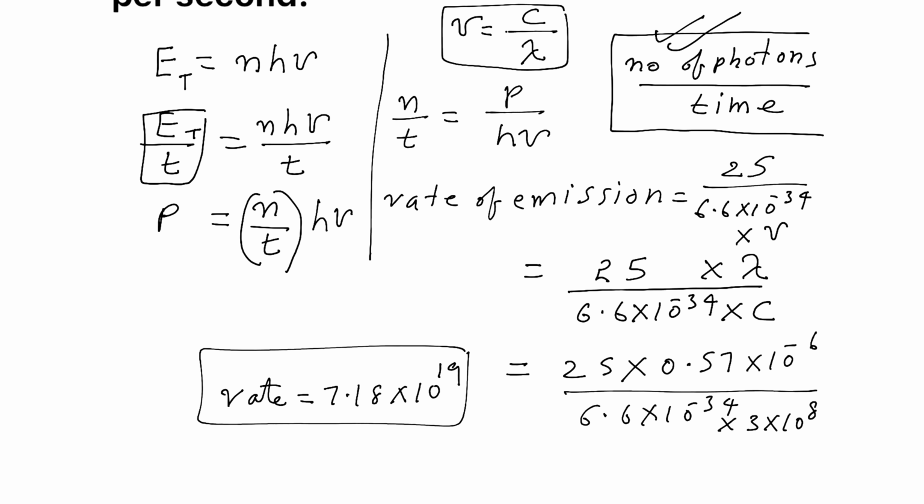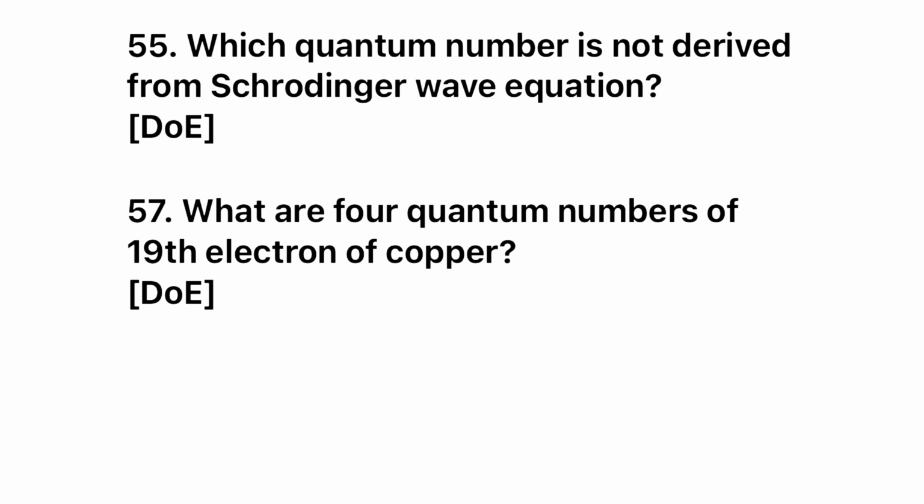Rate of emission, or number of photons per second. You can use this method. Expect this question for your exam. Which quantum number is not derived from the Schrödinger wave equation? Of course, it is the spin quantum number. It actually arises from experimental observations and was introduced to explain the structures in atomic spectra, like the Zeeman effect and the Pauli exclusion principle.